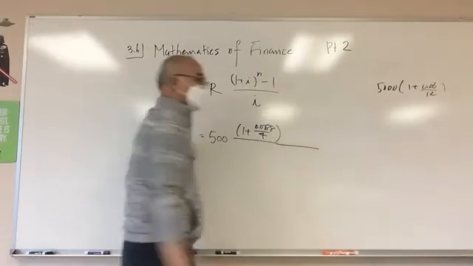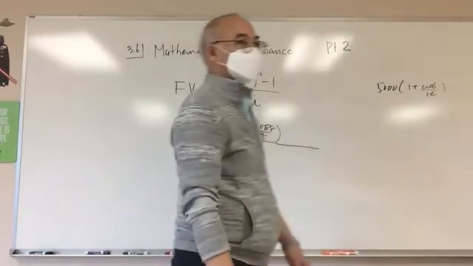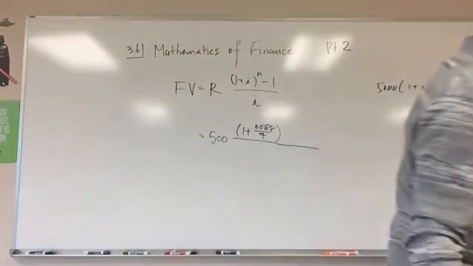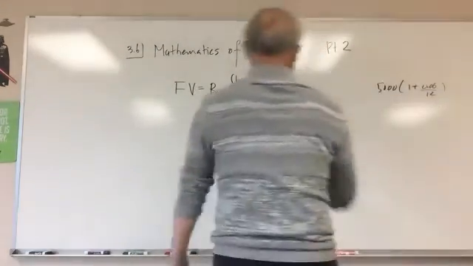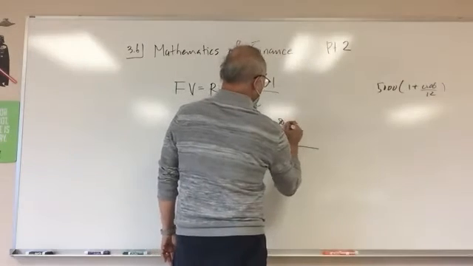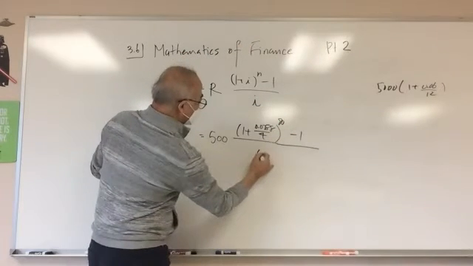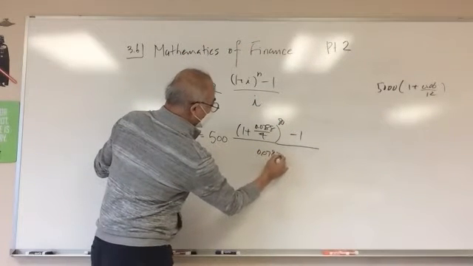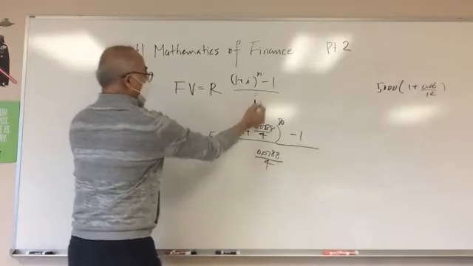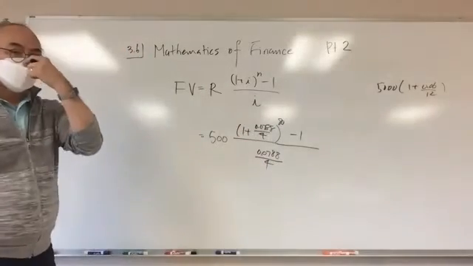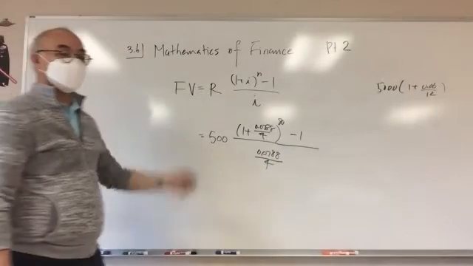And how many times are you going to compound it? 80. Is it 20 years? 80. So it's 80. Then you minus 1, and over here you're going to get 0.0788 again divided by 4, I, right? So you just plug and chug and put it in.